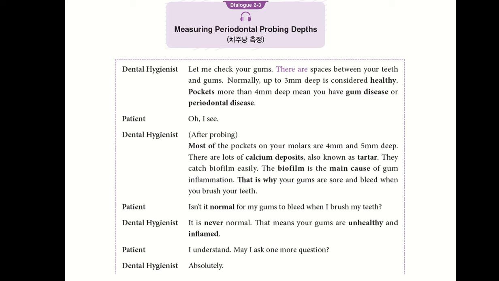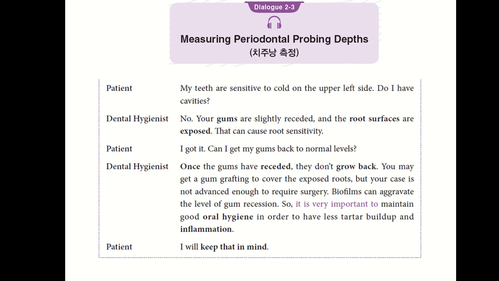Never. That means that your gums are unhealthy and inflamed, so you should not bleed when you brush your teeth. Absolutely. No, in this case, your gums are slightly receded, and the root surface is exposed, and it causes root sensitivity. Unfortunately, once the gums have receded, they don't grow back. You may get a gum grafting to cover the exposed root, but your case is not advanced enough to require surgery. Biofilms can aggravate the level of the gum recession. So it's very important to maintain good oral hygiene in order to have less tartar buildup and inflammation.